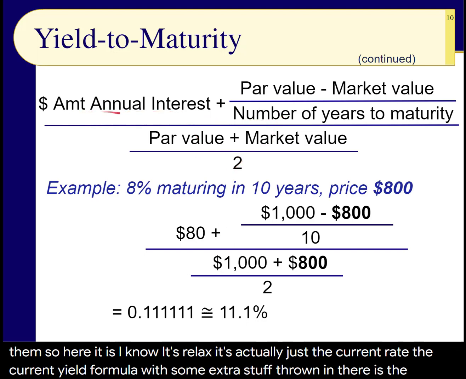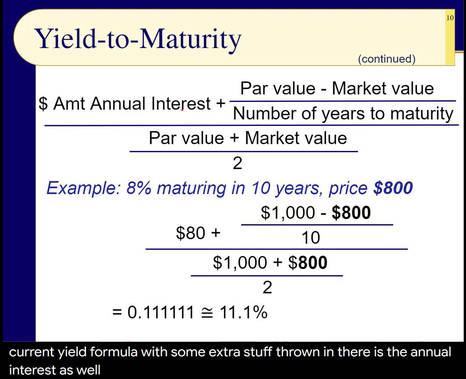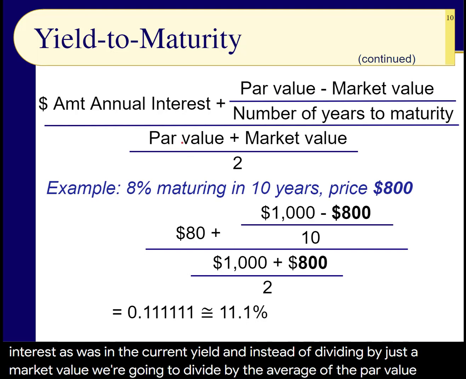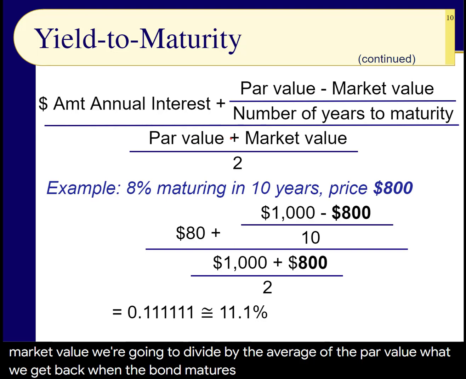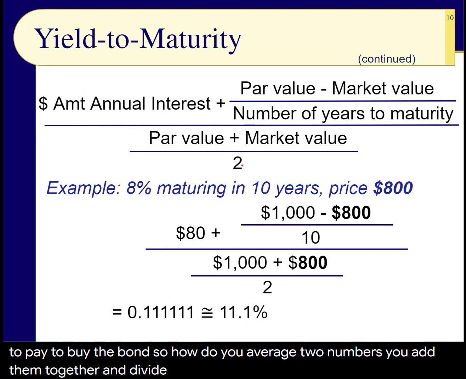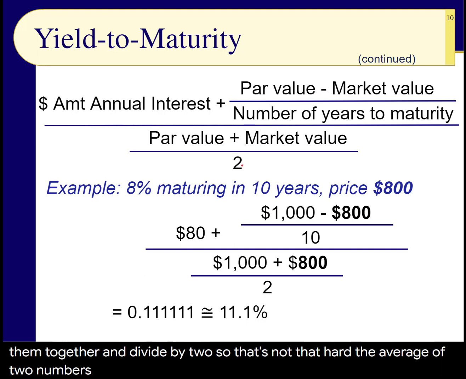There's the annual interest, as was in the current yield. And instead of dividing by just the market value, we're going to divide by the average of the par value, what we get back when the bond matures, and the market value, what we had to pay to buy the bond. So how do you average two numbers? You add them together and divide by 2. So that's not that hard, the average of two numbers, right? Now what's this bad boy up here in the right-hand corner?